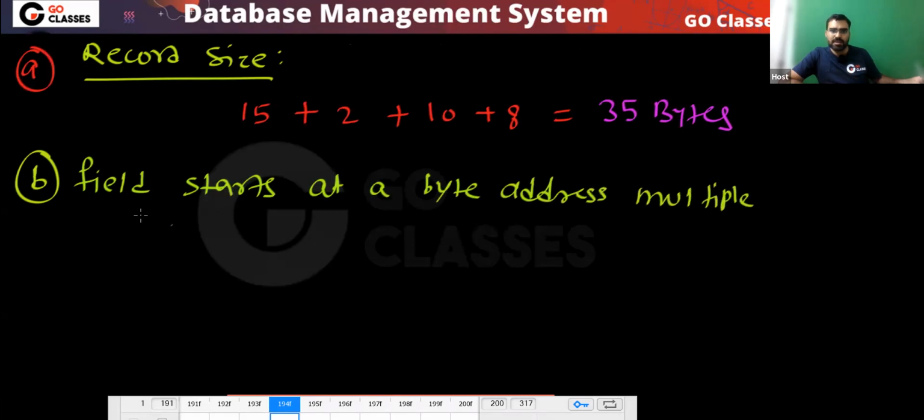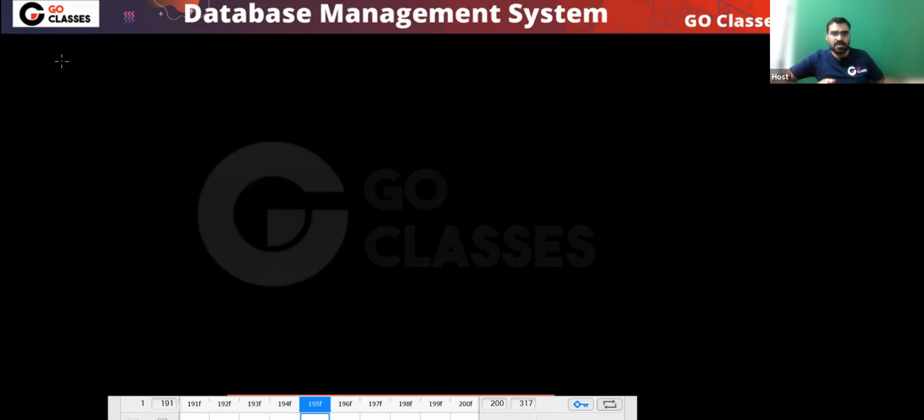At a byte address multiple of 4. Have you already seen this type of question in the C language? Sachin has already taught this structure alignment. So this concept in the C language, there is a concept called structure alignment.